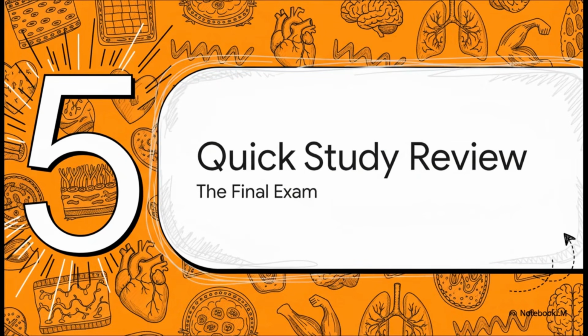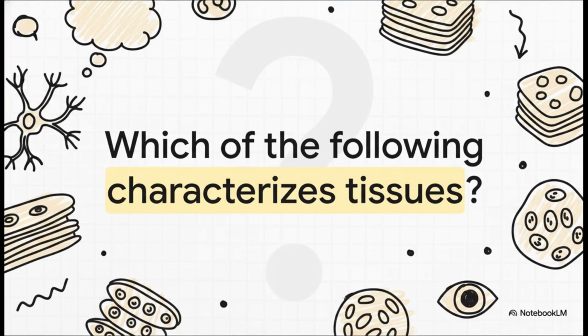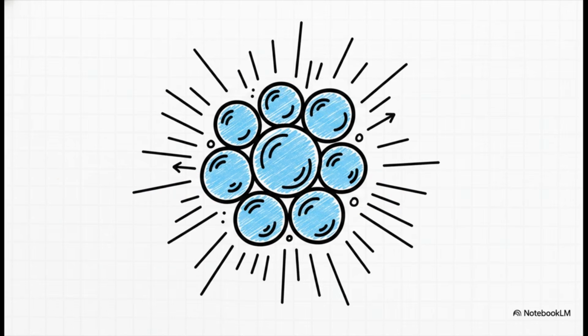Finally, Section 5, quick study review. Think of this as our mini final exam. All right, question 1. Think way back to our very first principle tonight. Which of these 4 options accurately characterizes what a tissue is? Take a quick second to read through A, B, C, and D. Well, if you remembered option C, that it's a group of similar cells working together on a specific function, you are definitely on track to pass.